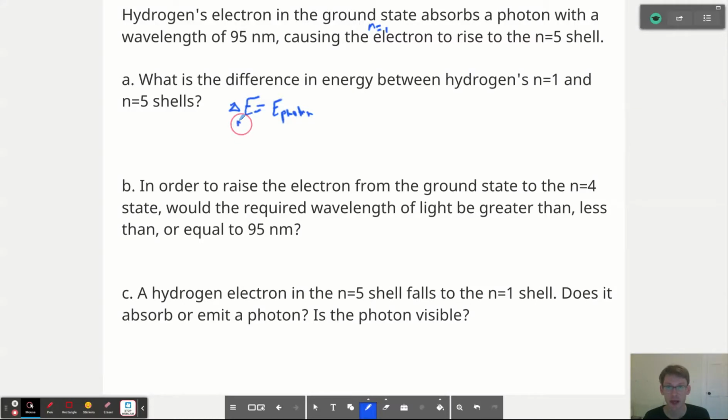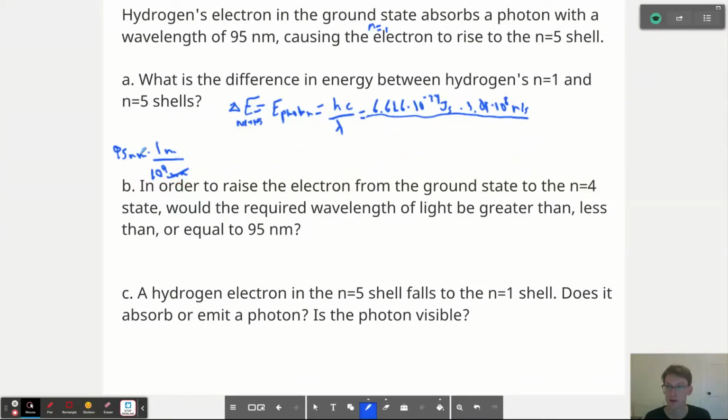So the change in energy from n equals 1 to n equals 5 is equal to the energy of the photon that is absorbed, which is equal to hc over lambda, which is equal to 6.626 times 10 to the negative 34th joules times seconds, times 3.00 times 10 to the 8th meters per second. That's our c. And we're going to divide that by, if we want to convert 95 nanometers times 1 meter over 10 to the 9th nanometers, the nanometers cancel. We end up with 9.5 times 10 to the negative 8th meters.